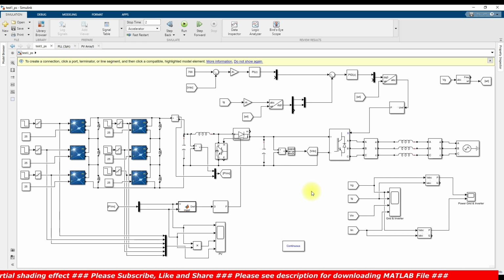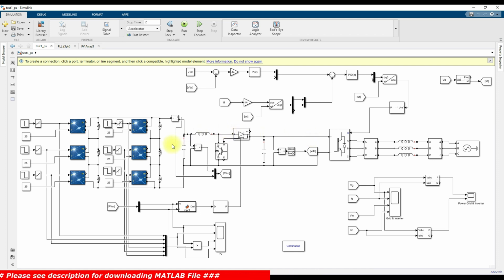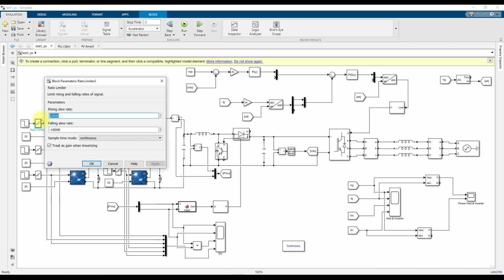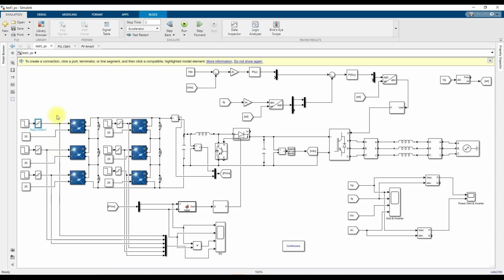So this control will control the inverter according to the DC link voltage as well as the grid current control, right? And then here you are using a rate limiter. Why am I using a rate limiter? It means I am going to limit the sudden change in irradiation.